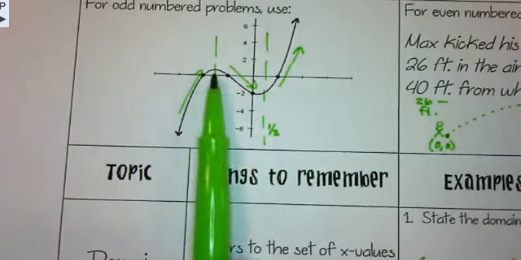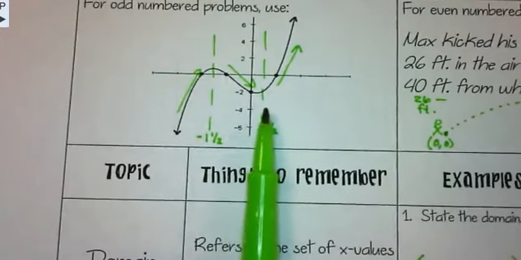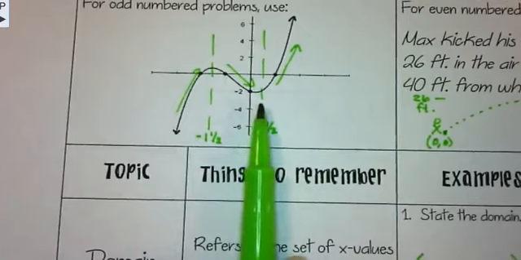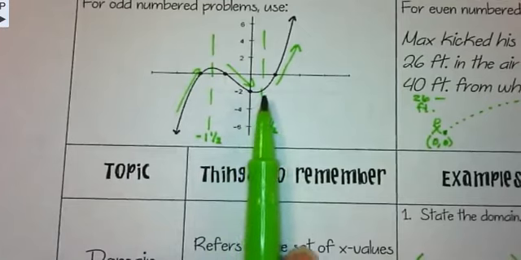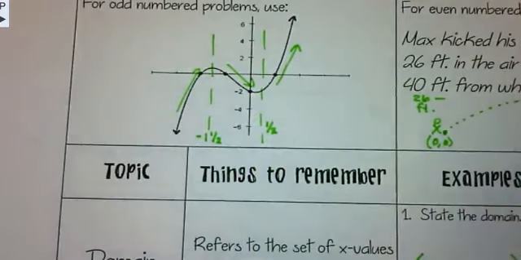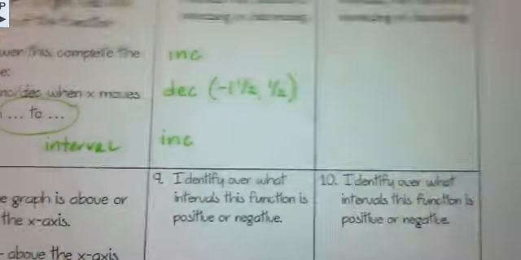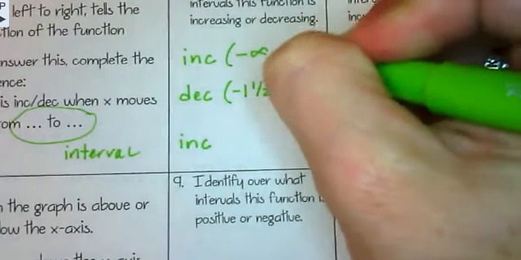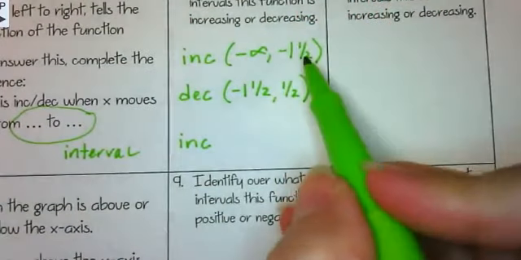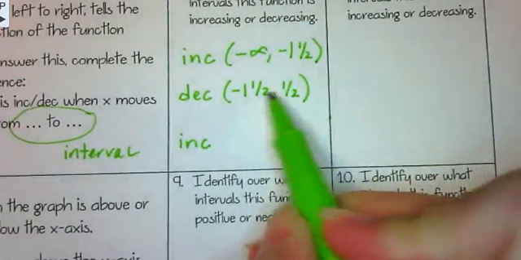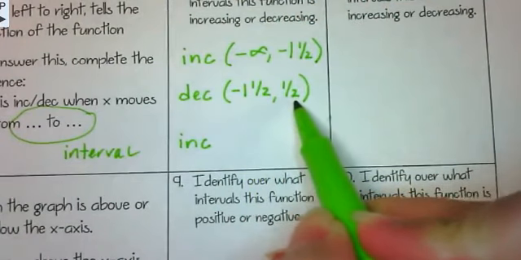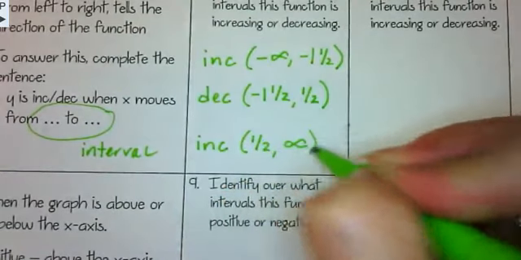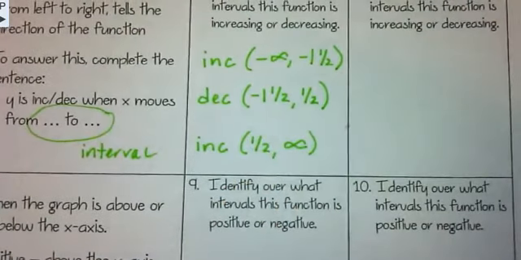And then same thing over here. It went down, and then right when it got to somewhere, it's not quite 1/2, but we'll just pretend it's right around 1/2, then it started increasing again. So for our intervals, it went from -infinity to -1.5. Then it changed over and decreased from -1.5 to 1/2. And then it started increasing again, and then increased forever to the right.